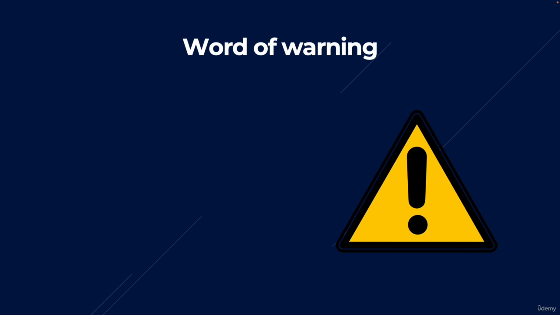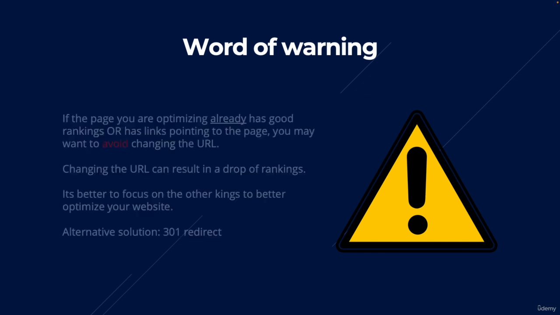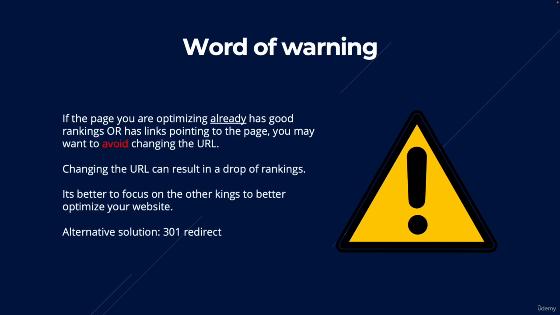Just a quick word of warning when it comes to URLs. This only applies to people who already have existing affiliate websites, and that is if the page you are optimizing already has good rankings or backlinks pointing to that page, then you may want to avoid changing the URL. Changing the URL can result in a drop of rankings. It's better to focus on the other two kings to better optimize your website. An alternative solution is if you really do not like your URL and it doesn't include any of your keywords, then you can also set up a 301 redirect and basically redirect your old URL to your new one, which is optimized around the keywords.